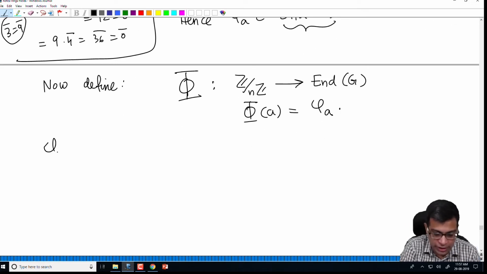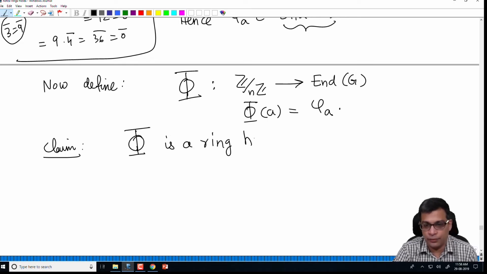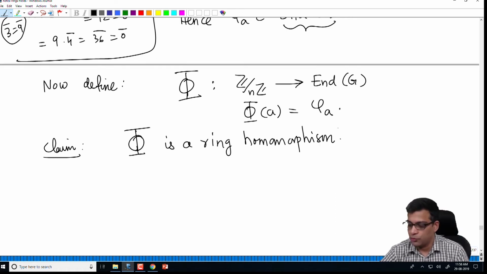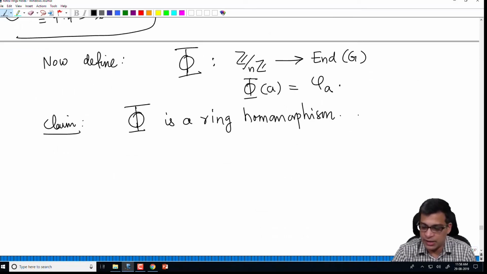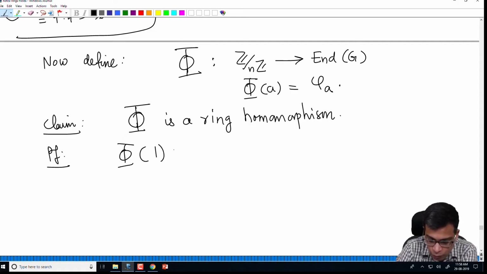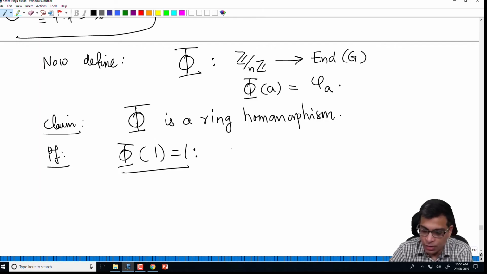So now we claim that capital phi is a ring homomorphism. So now we are in the realm of rings and ring homomorphisms. We want to now show that it is a ring homomorphism. Small phi A is a group homomorphism, right? Now capital phi is a ring homomorphism. So in particular we want to now show that phi of 1 is 1. Why is this? What is phi of 1? So I am proving this now.